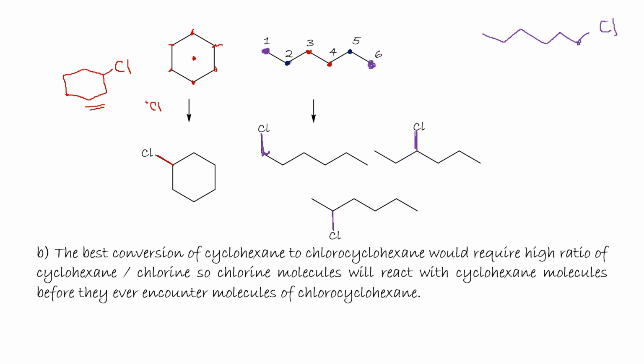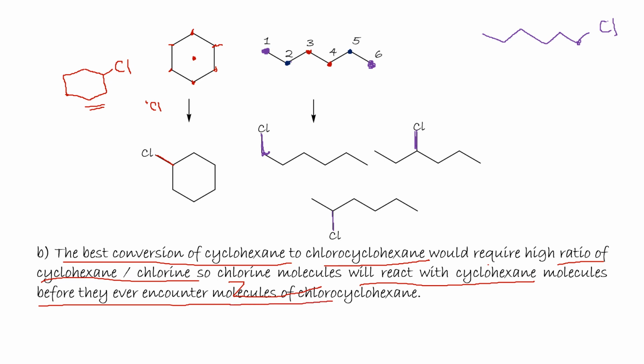The best way to convert cyclohexane to chlorocyclohexane would require a high ratio of cyclohexane to chlorine. So the chlorine molecule will react with cyclohexane molecules before they ever encounter molecules of chlorocyclohexane.